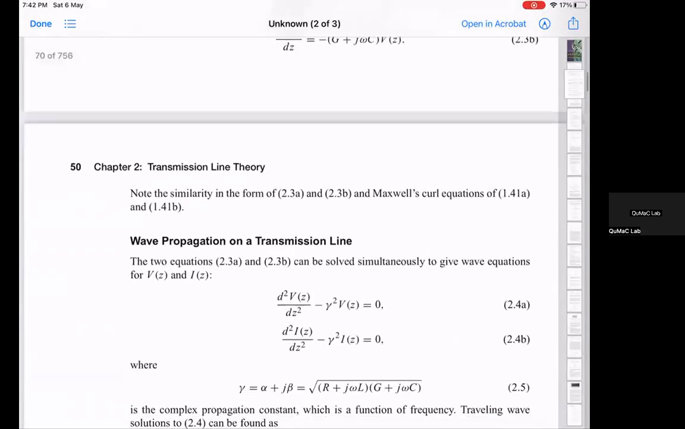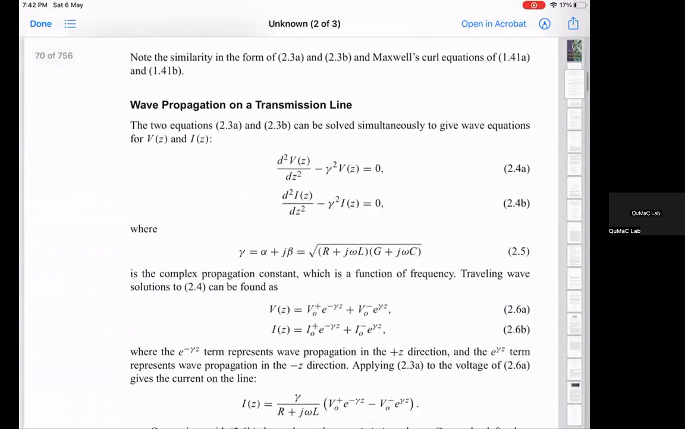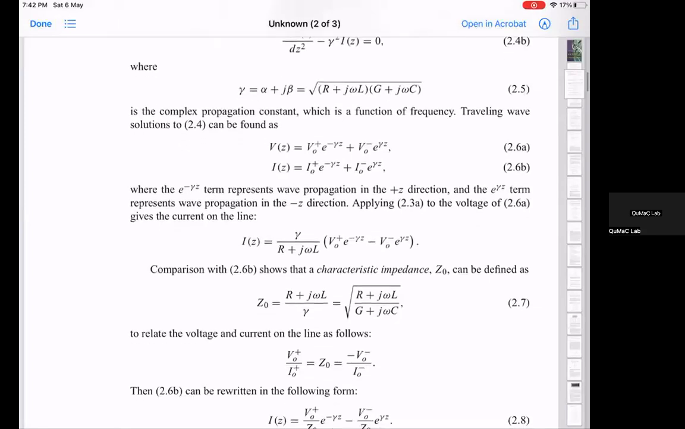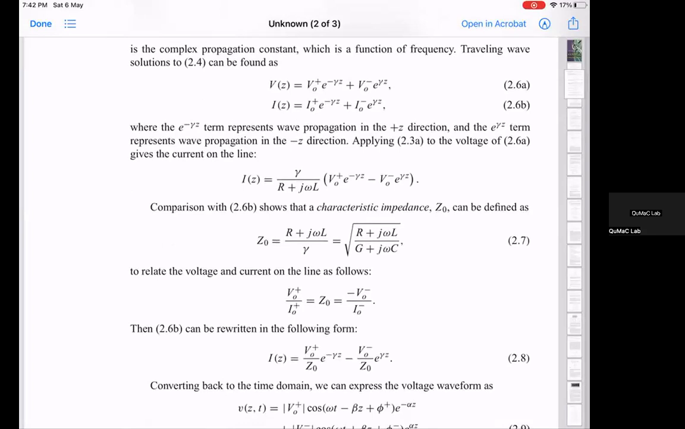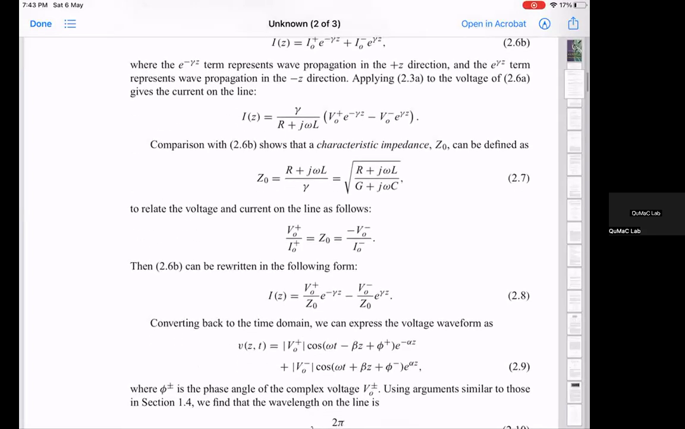And then once you go to the simple picture of the lossless transmission line, which is the case where R and G are 0, that is, the resistance per unit length and conductance per unit length are 0, you get a simpler form. But the wave equations do exist in the general case as well, as shown here in equation 2.8 for the voltage and current, and the ratio of voltage and current waves traveling at any point is equal to the characteristic impedance.